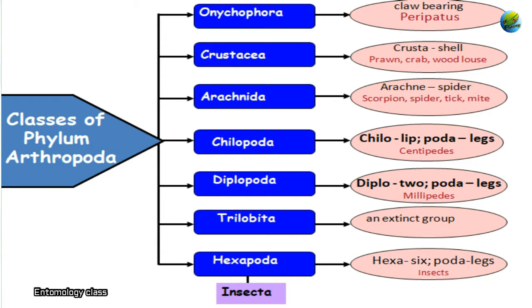The next group is trilobita. The trilobita is an extinct group which we don't need to study more about. The hexapoda is our insect class, where our insects belong. Hexo means 6, poda means legs. So the arthropoda which have 6 legs, or 3 pairs of legs, are called hexapoda. The arthropods which have 6 legs come under the class Insecta.